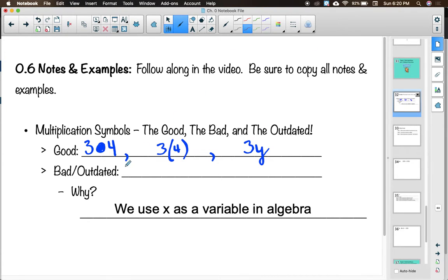Bad and outdated. This is really important. We have to say goodbye to an old friend here. We have to get rid of the multiplication x. In 7th grade, we want to get rid of that way to show multiplication because we use an x way too frequently as a variable in algebra. And it gets very tough if you're going to use the multiplication x alongside variables like x's. So we're going to get rid of them. We're going to say goodbye. No more do we use the multiplication x.